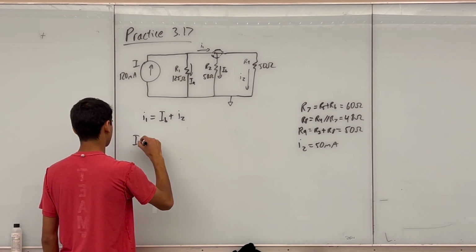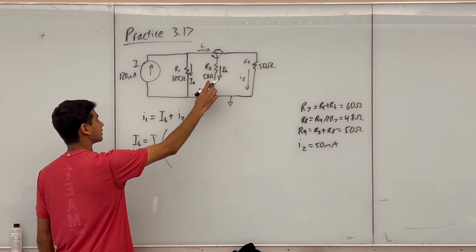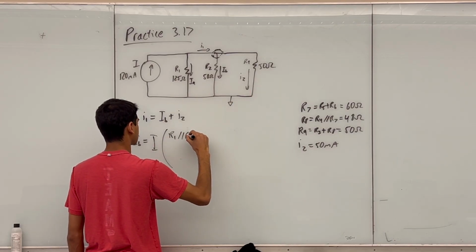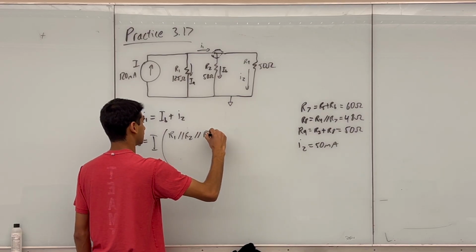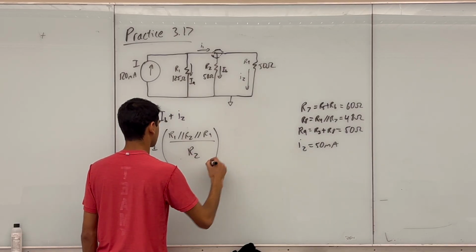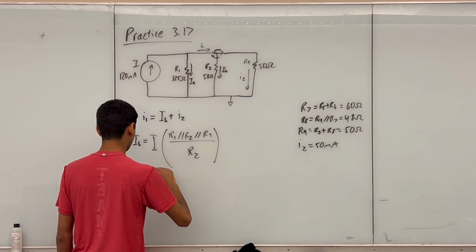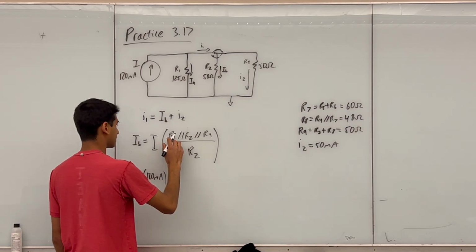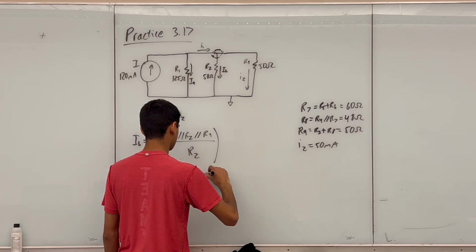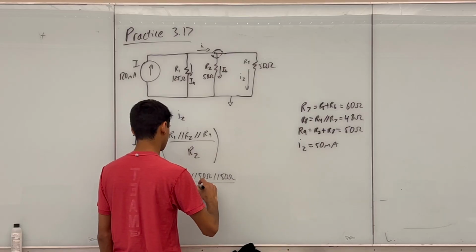So IB equals the current source I times all the resistors equivalent, so R1 parallel R2 parallel R9, divided by the resistor R2, because that's the resistor I'm looking at. And so if I plug numbers in here, I get that IB equals 120 milliamps times 125 ohms parallel 50 ohms parallel 50 ohms divided by R2, which is 50 ohms.